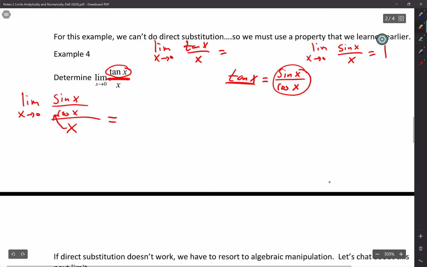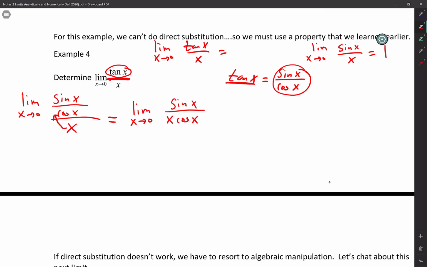Next is McManus. So here we go. I'm going to write the word limit, because I haven't evaluated it yet, as x approaches 0 of sine x over x cosine x. Is everyone okay with that statement? McManus, are you okay with that statement? Yes or no? Yes. All right, you got an easy one.